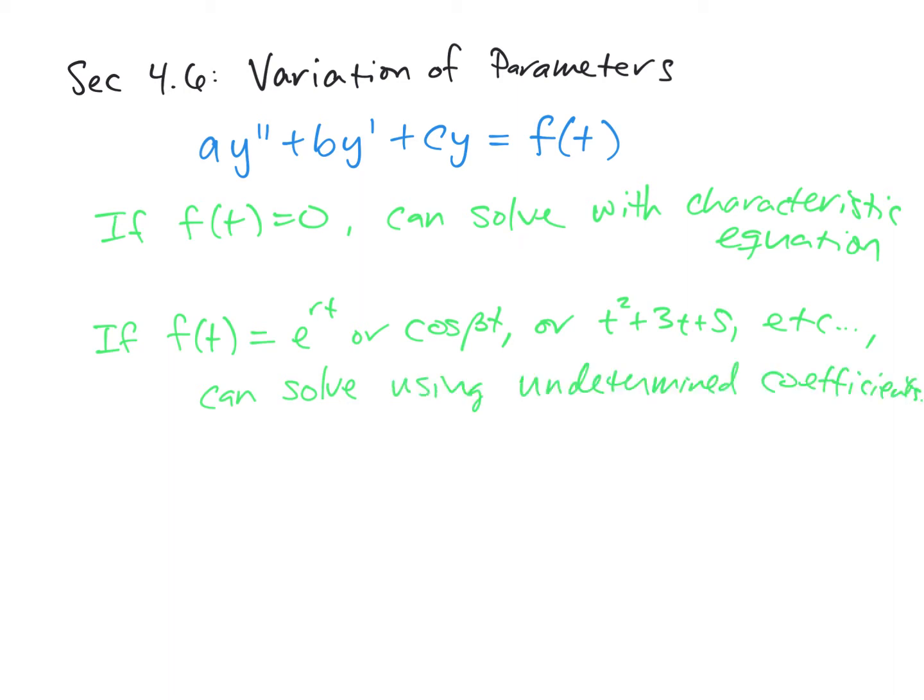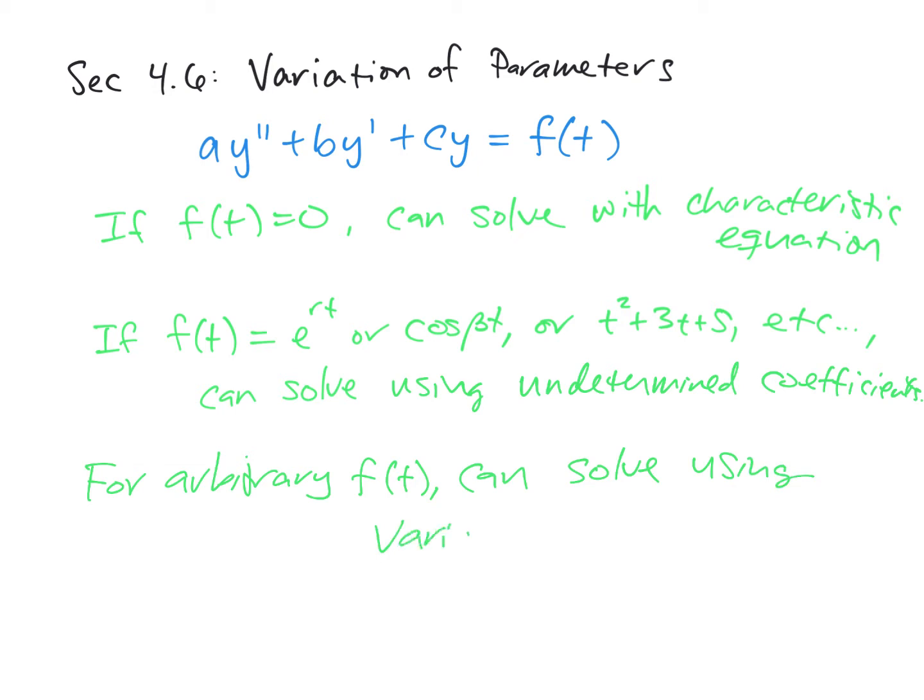So now what we're going to see is a method that we can use for any right-hand side. So for an arbitrary f of t, and I mean, there's some limits we'll talk about, but more or less arbitrary, we can solve the equation using variation of parameters. And that's what we're talking about in this video here.